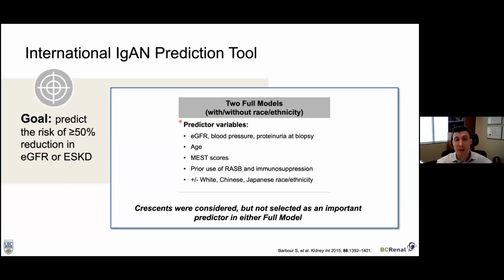So our tool was designed to predict a 50% decline in kidney function. And the predictors that are included in the tool are listed here. So we include GFR, blood pressure, and proteinuria at biopsy, age, the MES scores, again, underscoring why it's so important to have good quality biopsy data, prior use of certain medications. And there's actually two tools, one that includes ethnicity as a predictor and one that does not.